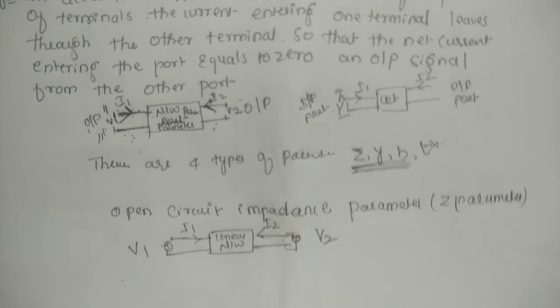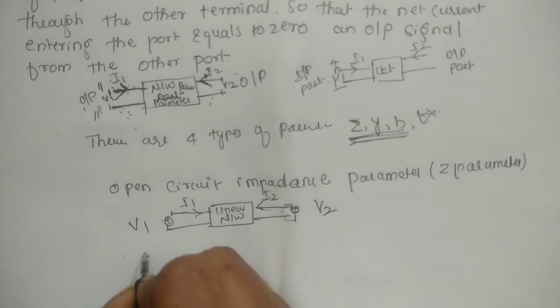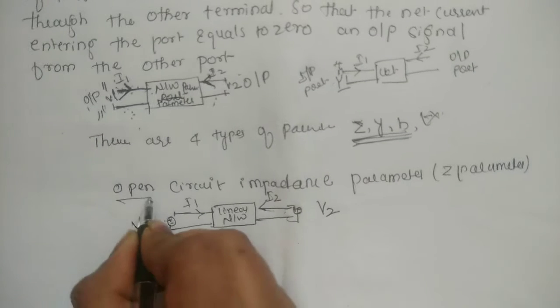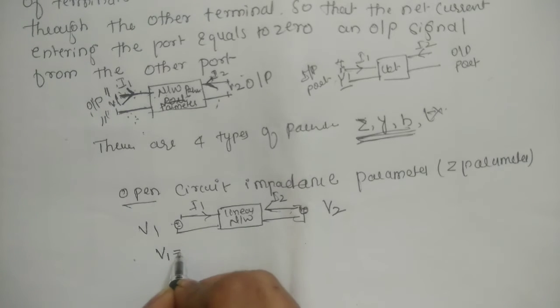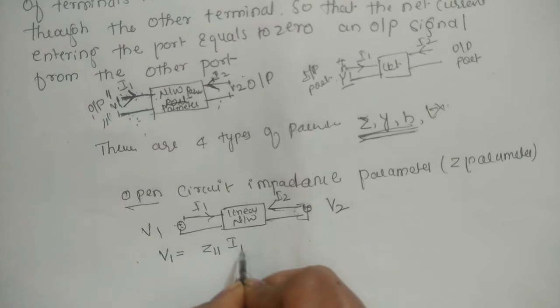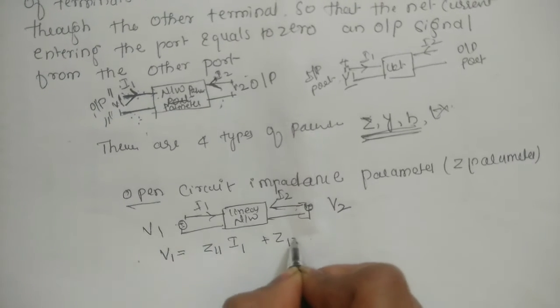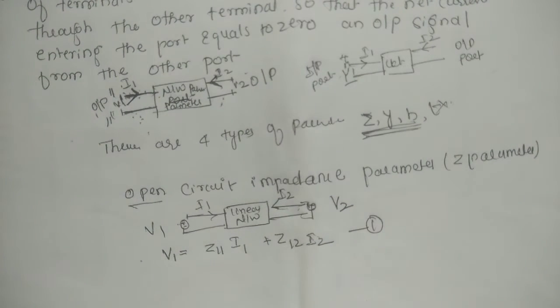Correct. In this topic we have to study two parameters: the open circuit impedance and the admittance. Impedance means resistance. We can find V1 equals Z11 I1 plus Z12 I2, where Z are the parameters. This is equation number 1.